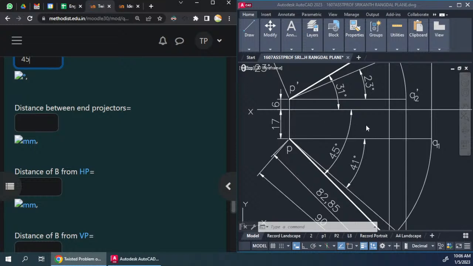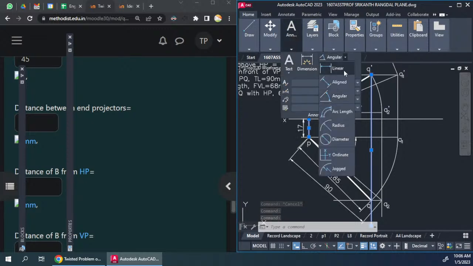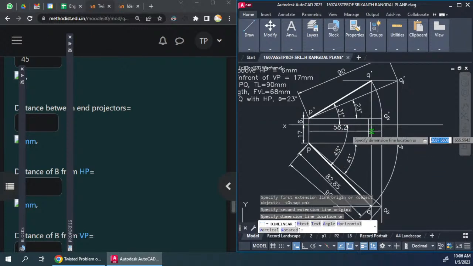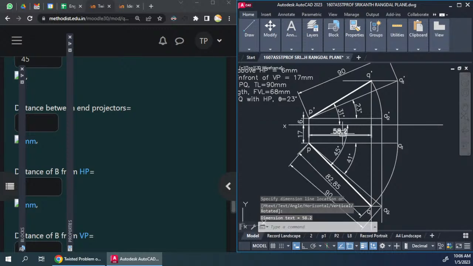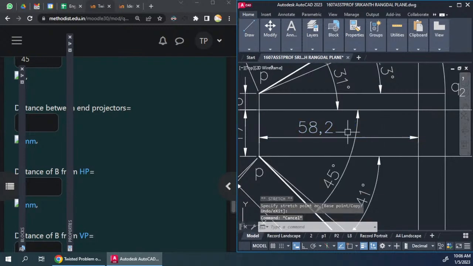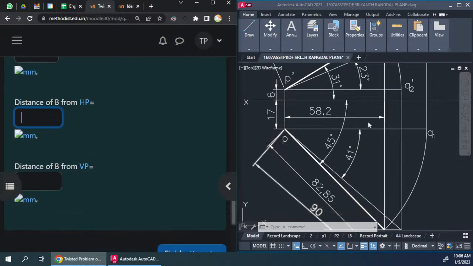And distance between end projectors. End projectors are the lines touching P dash and Q dash. So this line over here and this line, these are the end projectors. We need to find the distance between them. Let's do that. We'll need the snap option to be on. This is the distance we are interested in. Let's drag this a little towards the side so that it doesn't overlap, and that is the distance between end projectors, 52.8.